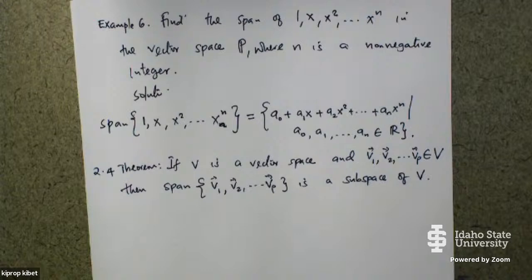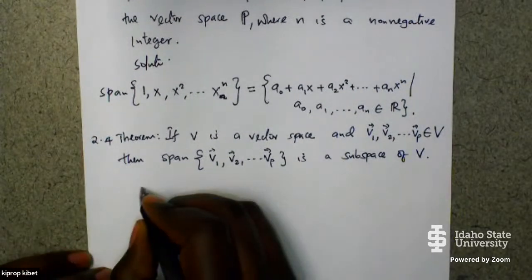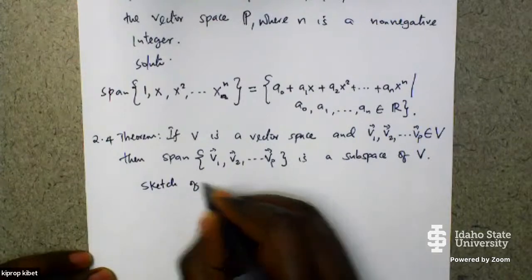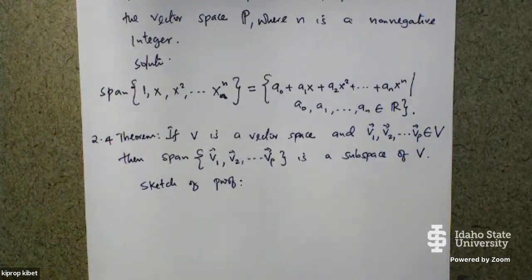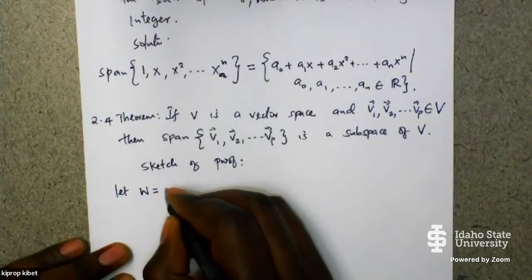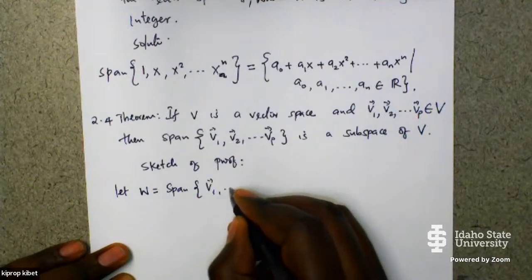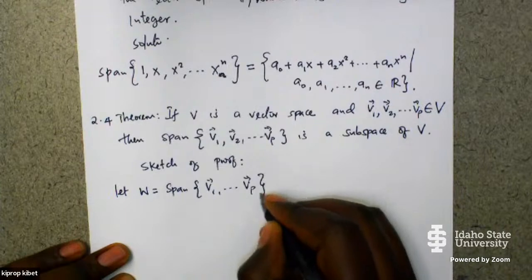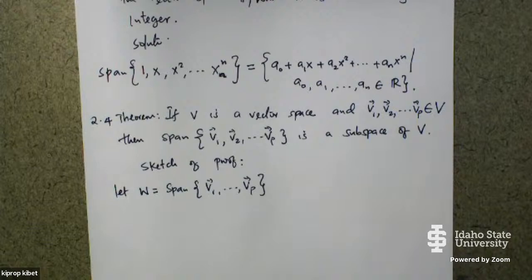So here you just use the subspace test. Let me give you a sketch, but you can still find this one in your textbook. Sketch of proof. What you need to do is let W be equal to the span of V1 all the way to VP.